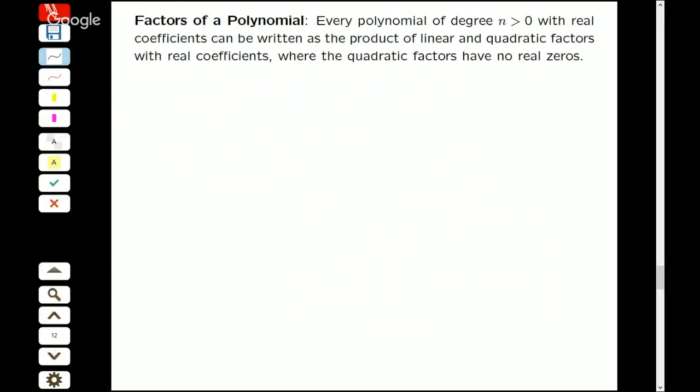Okay, so let's look at factors of polynomials. Every polynomial of degree n with real coefficients can be written as a product of linear and quadratic factors with real coefficients, where the quadratic factors have no real zeros. The quadratic factors would be imaginary zeros here.